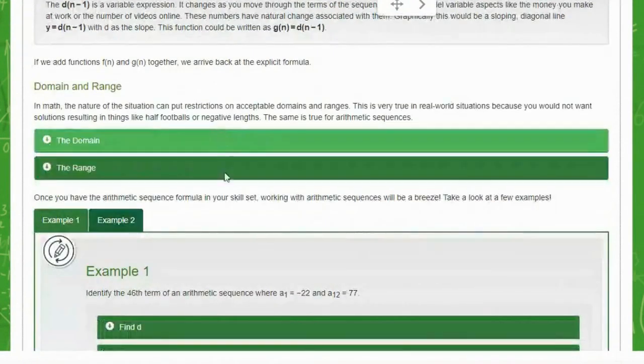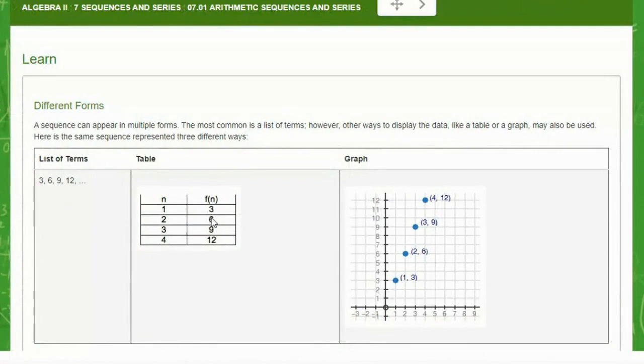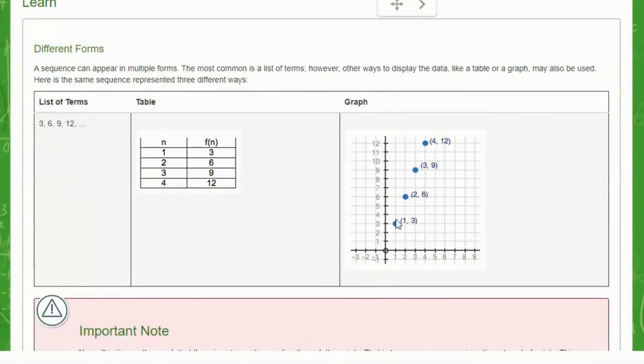So let's talk about the domain and range real quick. This is the only place that we're going to talk about this in this lesson, but you'll have a question in the quiz that asks about this. To really understand the domain, let's go back to how we can look at this in different ways. Right here, if we put the same sequence as a table or a graph, the x's are the term number. Term number 1, term number 2, term number 3, term number 4. So in a sequence, that is your x values. That is your domain.